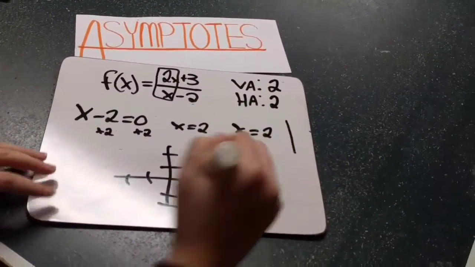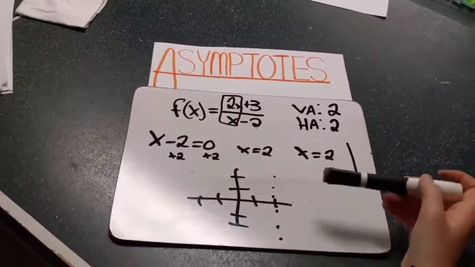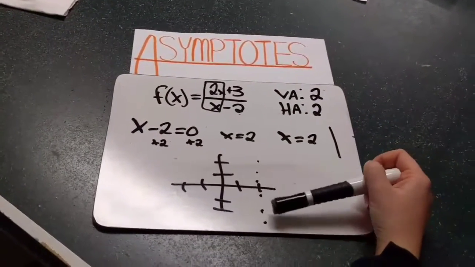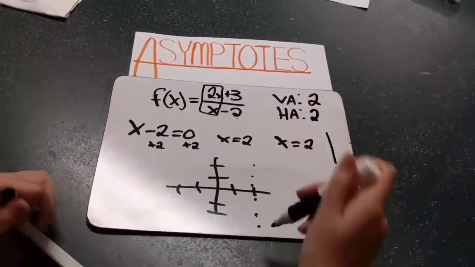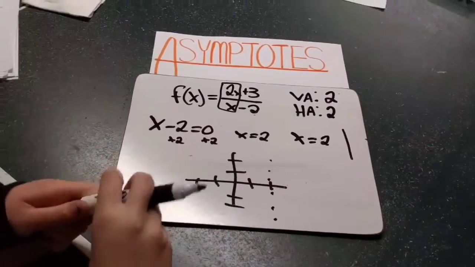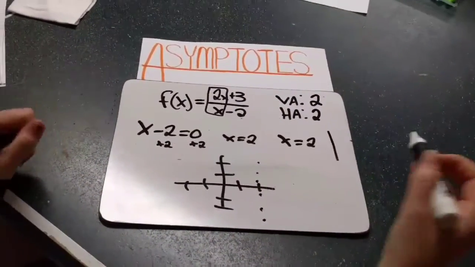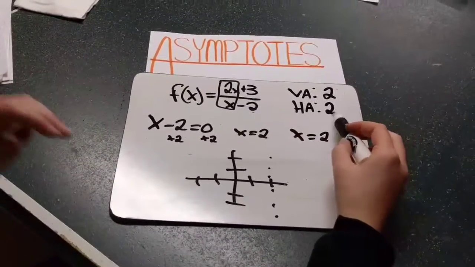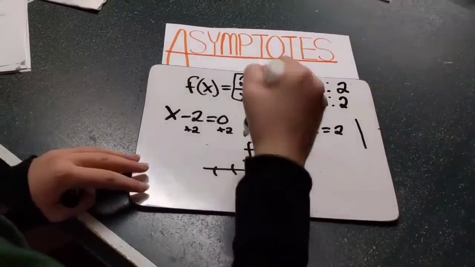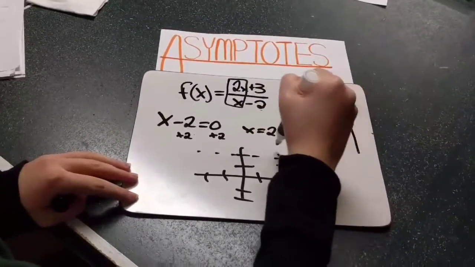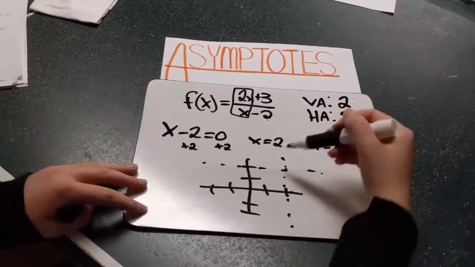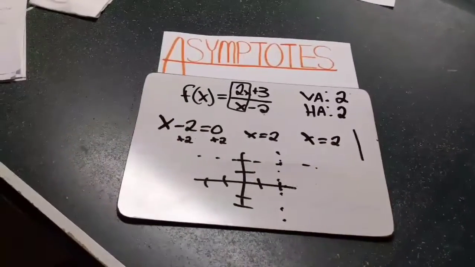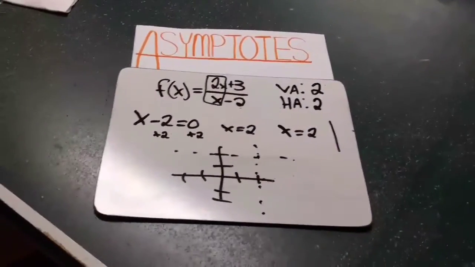We just draw dashed lines for horizontal. So all asymptotes that you draw are going to be represented as dotted lines or dashed lines, just so you know that they are an asymptote and not the actual graph itself. So this right here is the vertical asymptote, x equals 2, and our horizontal asymptote is also 2, so we're going to find y equals 2, and we're going to have this. So these two right here are your vertical and horizontal asymptotes.